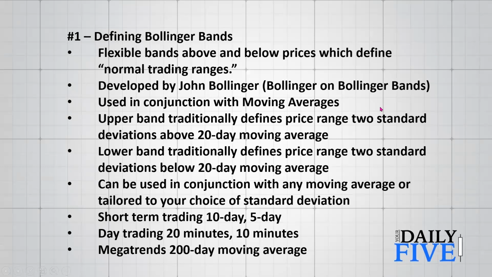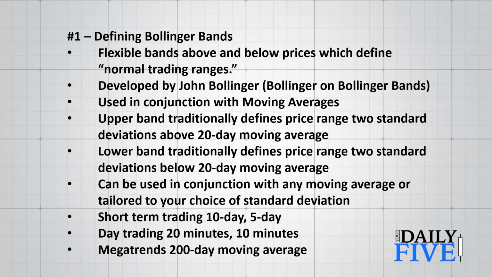So the first thing we want to do is define the Bollinger Bands. And of course, I'll have an illustration here in a minute, but let's look at the major topics first. These, of course, are the flexible bands that are above and below prices, and they define the normal trading ranges. Of course, that's based on the bell curve and statistical distributions and probabilities. But it holds up very well, as I'll show you as the presentation goes on.